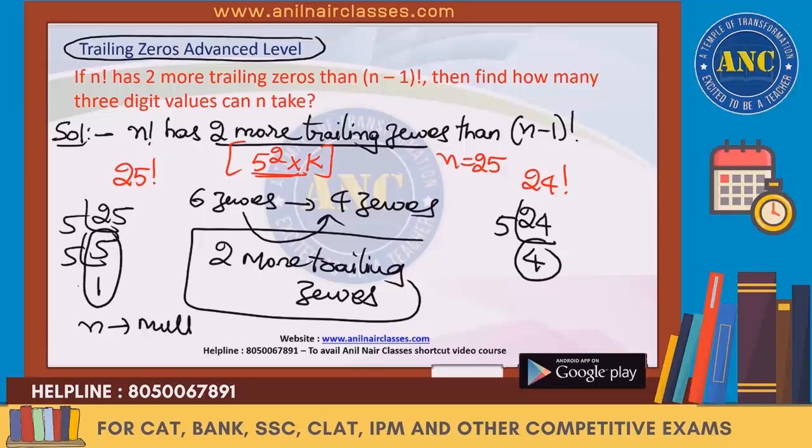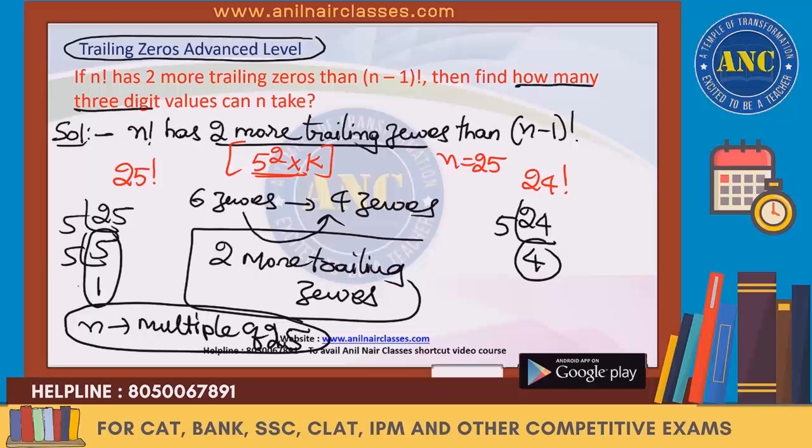First write down that point. N should take a multiple of 25. I hope this concept is clear. That is clear, right? Now, multiple of 25. How many 3-digit values can it take? Listen carefully. Advanced level questions, beautiful questions.